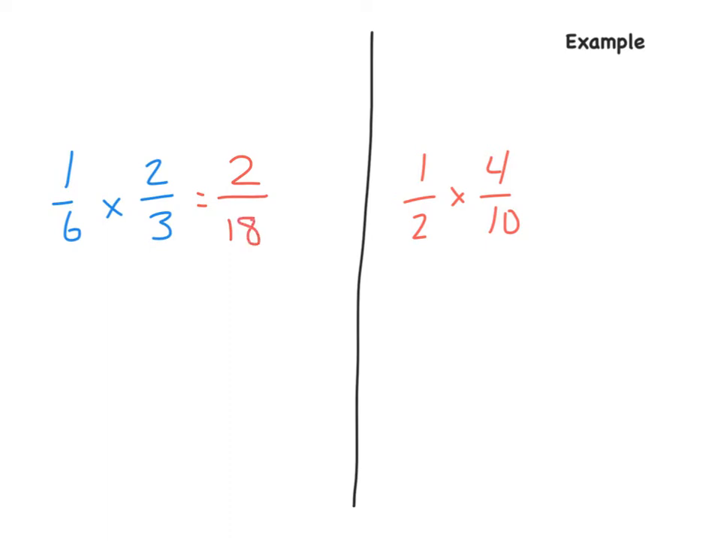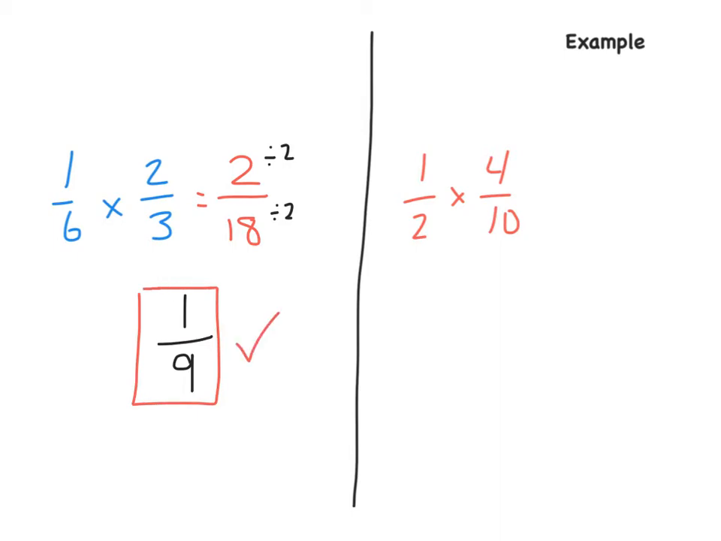But first off, is this in simplest terms? It's not. It can be reduced down. Both can be divided by 2. The numerator can be divided by 2. The denominator can be divided by 2. So 2 divided by 2 is 1. 18 divided by 2 is 9. So our final answer that we have is 1/9. So 1/6 times 2/3 is equal to 1/9.